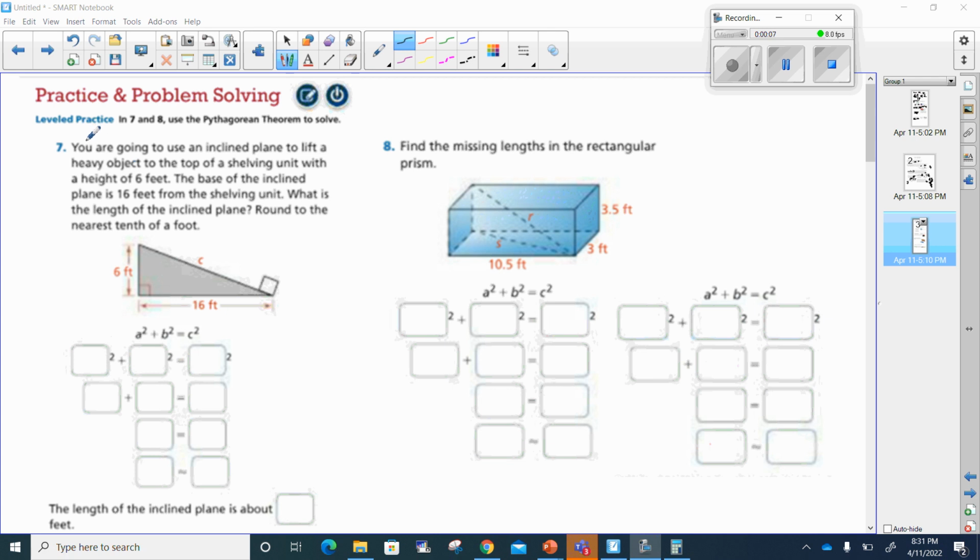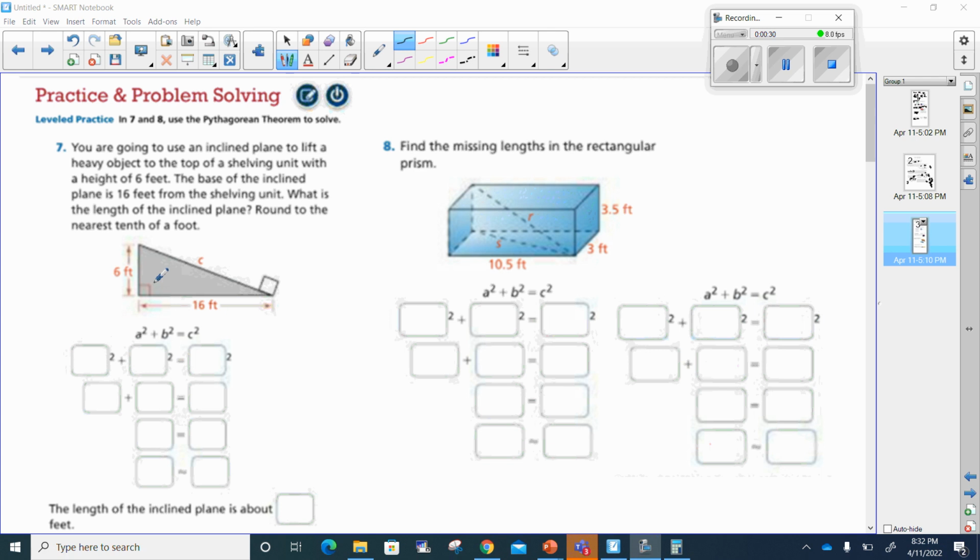Number 7 starts with, you are going to use an inclined plane to lift a heavy object on top of a shelving unit with a height of 6 feet. The base of the inclined plane is 16 feet from the shelving unit. What is the length of the inclined plane, which we will call C, round to the nearest tenth?